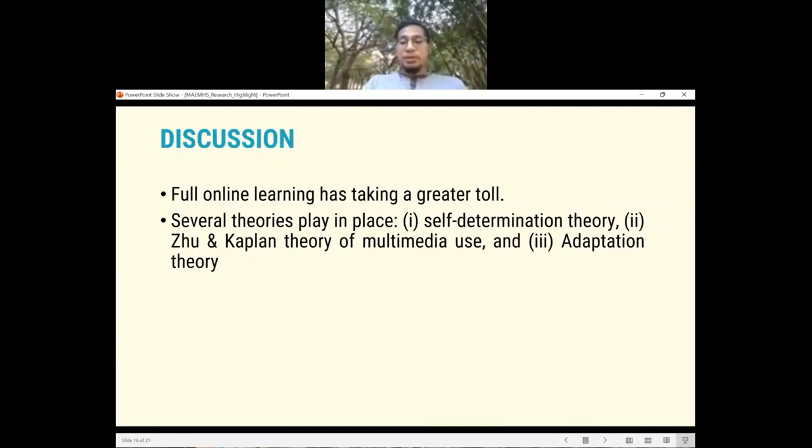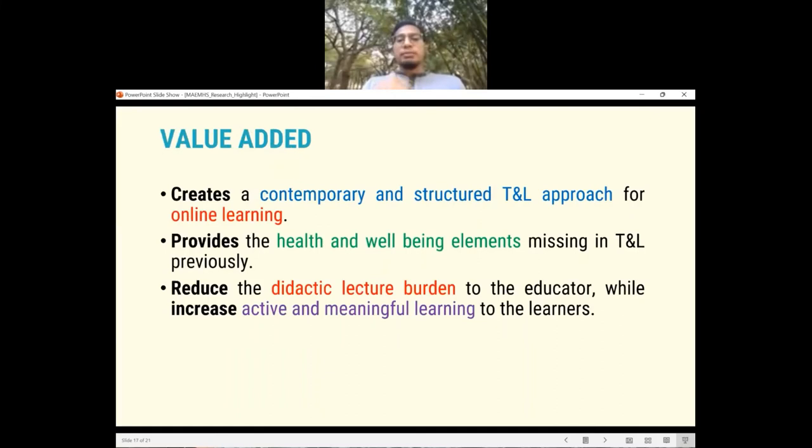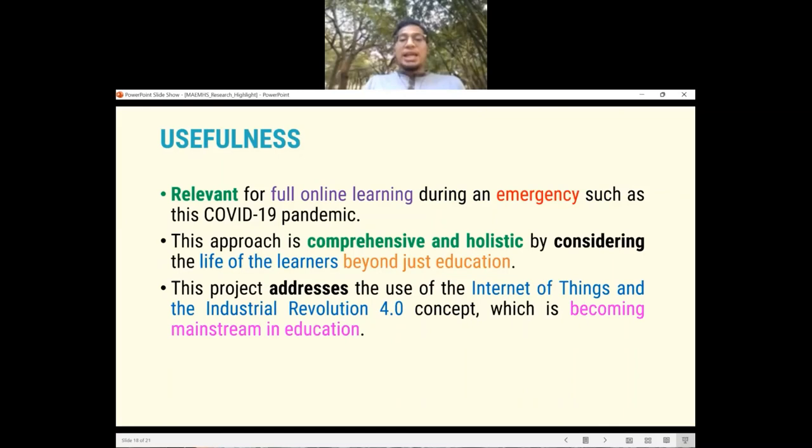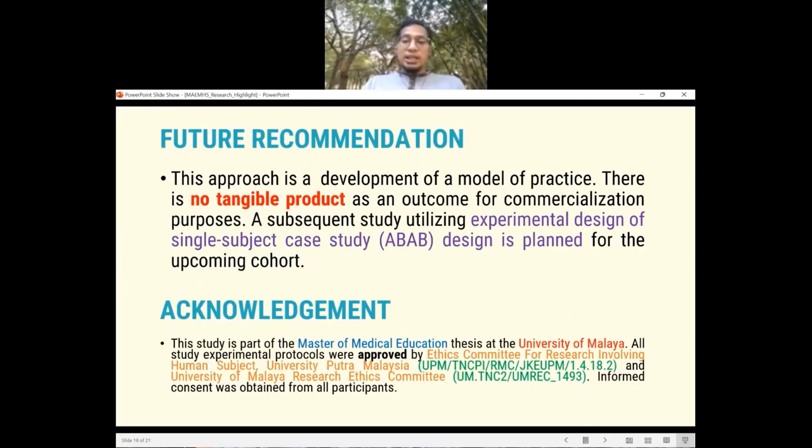So this has created a contemporary and structured teaching and learning approach for online learning. It also provides a health and well-being element, and reduces the didactic lecture burden for educators, especially in online learning. We know it can be used during online COVID-19, and it can be used after that. I know this is just a theory, a model, and perhaps it is not yet fully investigated, but we are currently writing up an experimental study, and we found very significant findings on the satisfaction of the students with this instructional design.